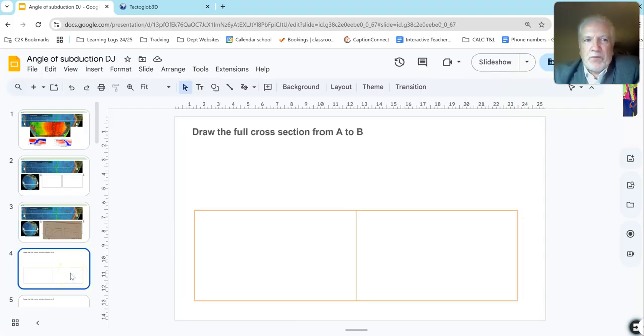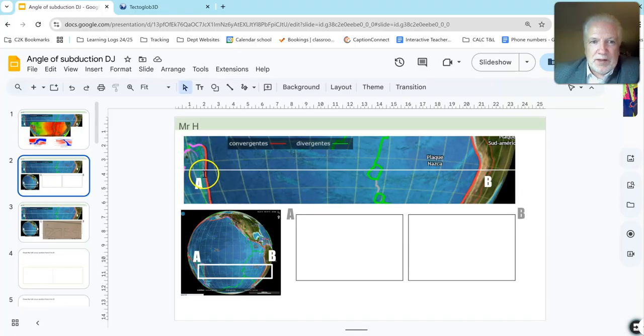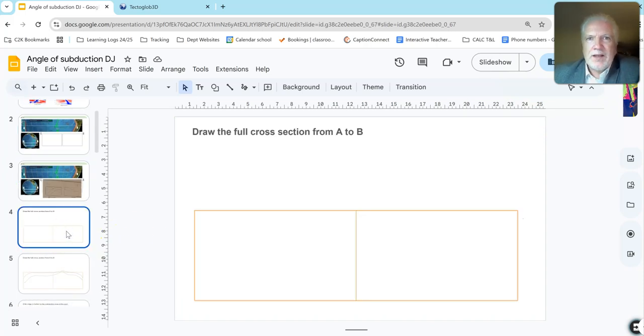This is the one. Draw the full cross section from A to B, all the way through here, through the ridge, back to the trench over here. This was an observational task because what I wanted to see if they would notice that the ridge is not right in the middle. This is a little bit off-centre, it's asymmetrical. So I got them to draw this down.